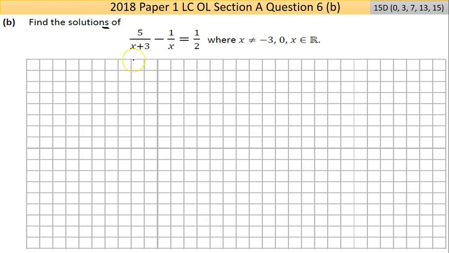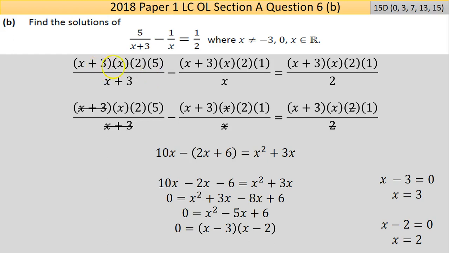I'll go straight to the answer so you can see exactly what I'm saying. In order to get rid of the x plus 3 here, I need to multiply by x plus 3. If I do it to one term, I have to do it to every term, so I've done it to all 3 terms.